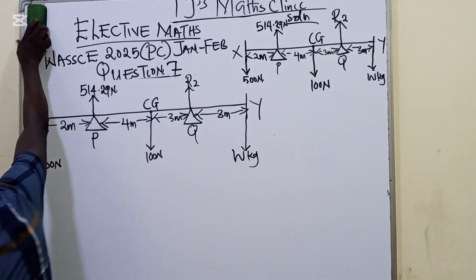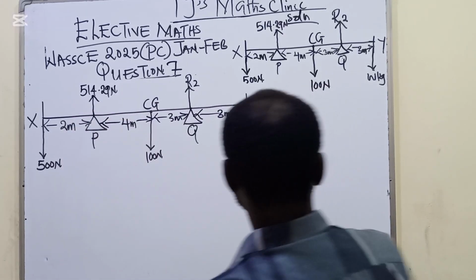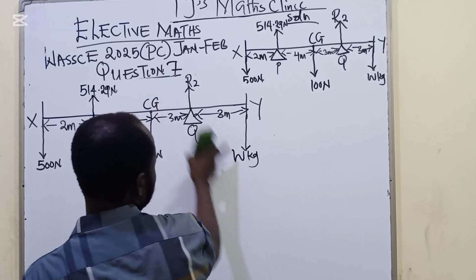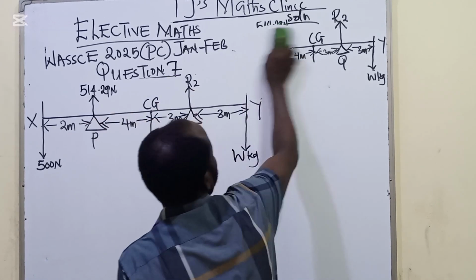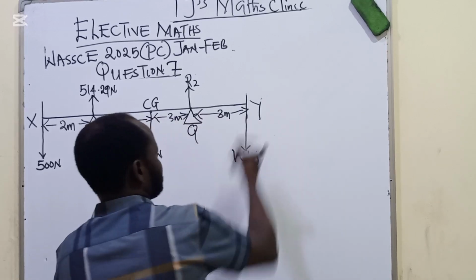I think we're through with our drawing. Yes, we're through. So let's use this to find the reaction R2 and W. Let me clean this so that we can have space. Very important.